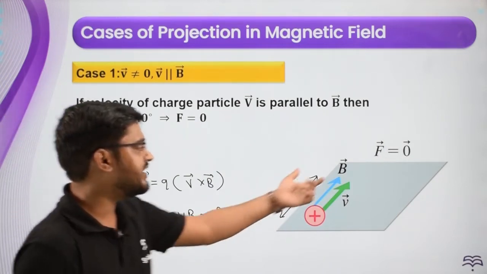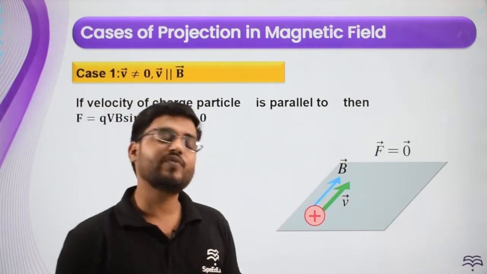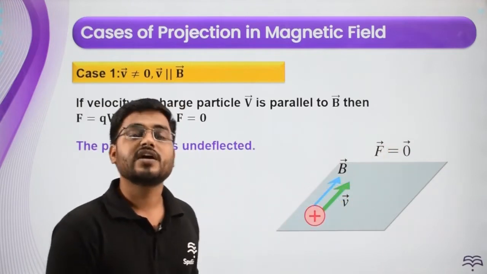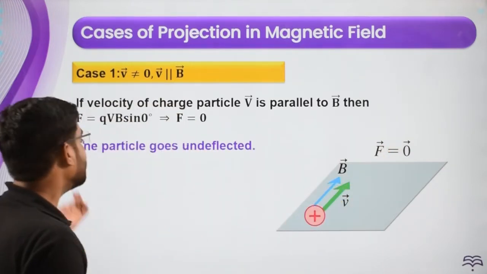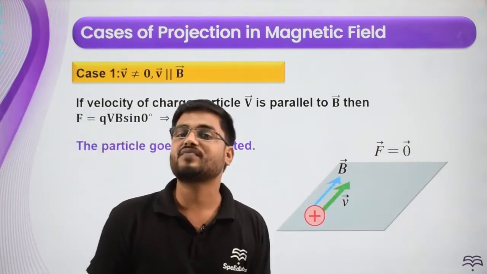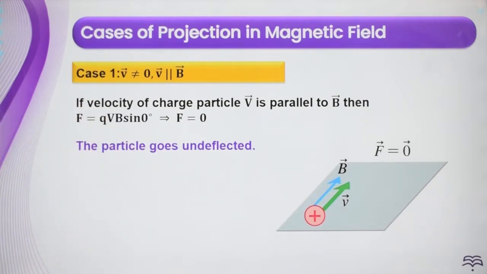So if force is not acting on a moving particle, then what will happen? It will remain moving in the same direction with the same velocity, or we can say it will perform uniform motion, right? So the particle goes undeflected, undeviated. It will remain moving with the same velocity in the same direction. Nothing is going to happen in this particular case.